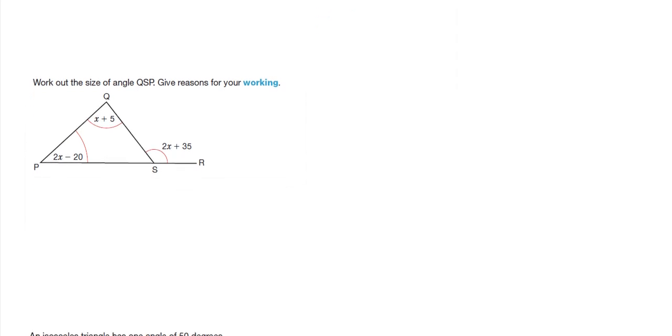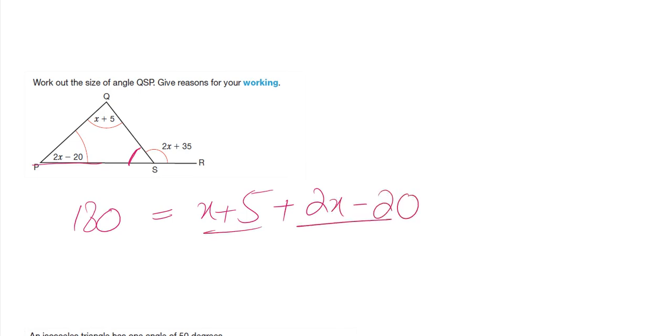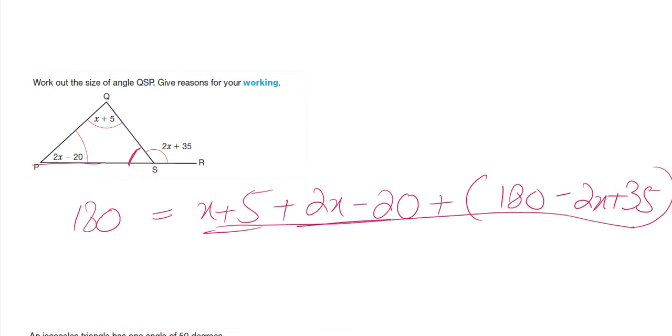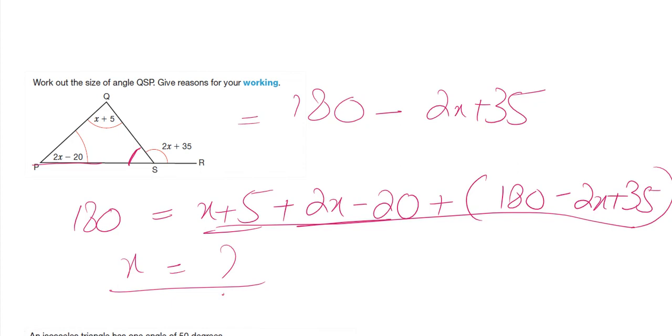Work out the size of QSP. You have to work out for this, but you know that this whole will be equal to 180. So we have to add up this whole. 2x minus 20. These are angles, and in the last you have to take this 2x plus 35. When you do this whole, you will get the value of x. Then just subtract 2x plus 35 from 180. You will get the value of this angle, that's QSP.